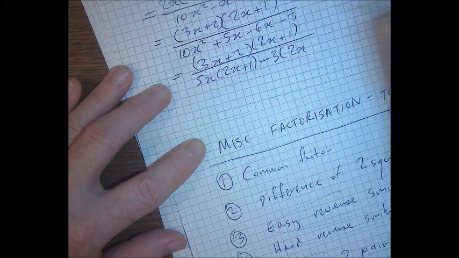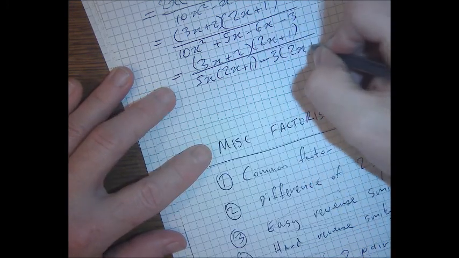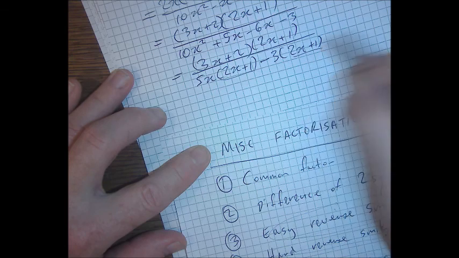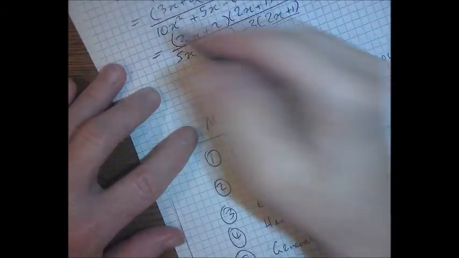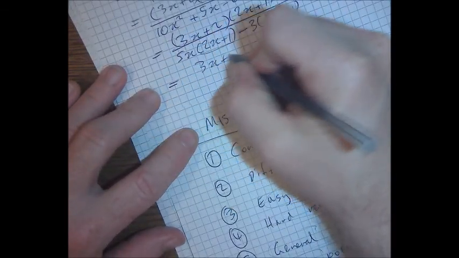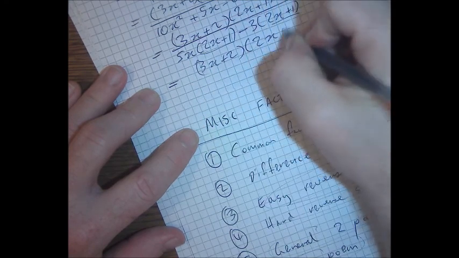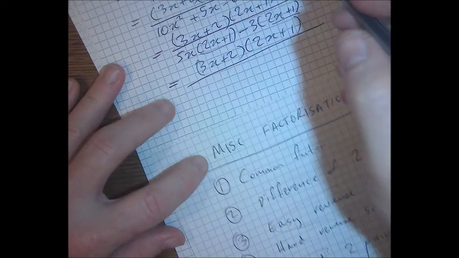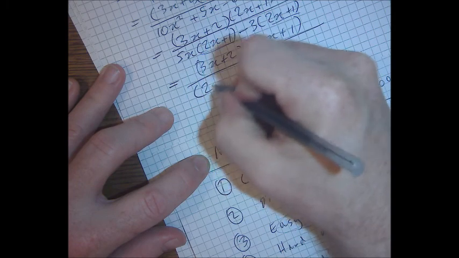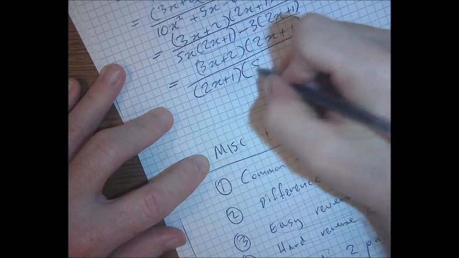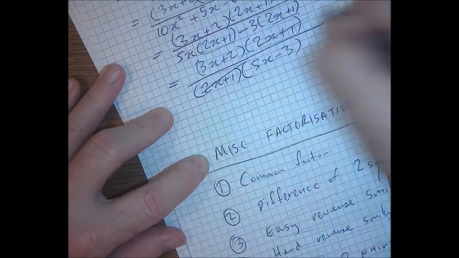I know I could have had a common factor of just ordinary 3, but I'm trying to achieve a repetition of this factor. So I see something twice, write it once, open up a bracket, write what it used to be with, and there we go.